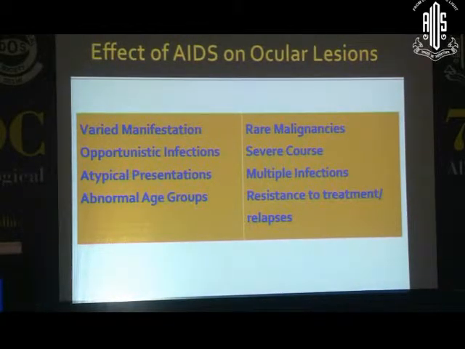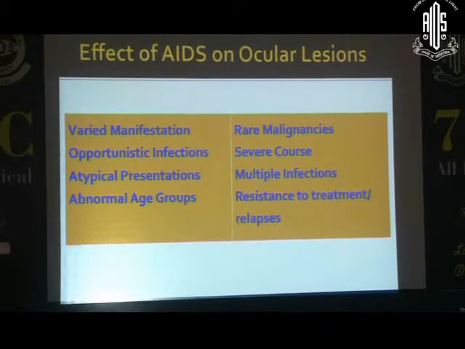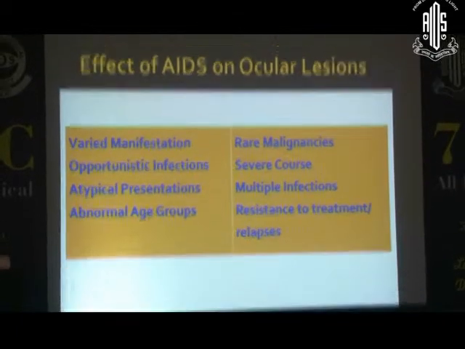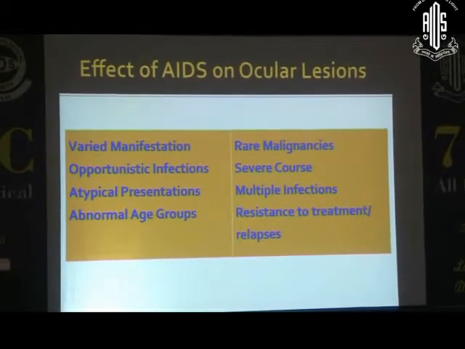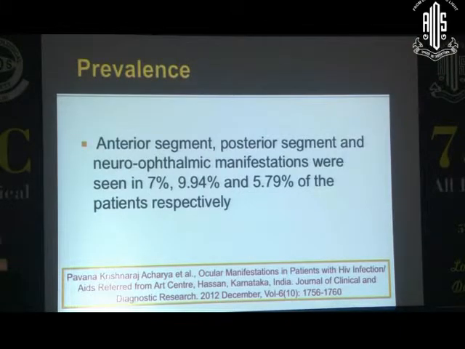Now, what is the effect of AIDS on ocular lesions, ocular pathologies? They can have varied manifestations. The patients are predisposed to opportunistic infections. There may be atypical presentations. There may be abnormal age groups. Something which is seen at the older age is presenting in much younger individuals and vice versa. Rare malignancy may come forth, for example, Kaposi sarcoma. The disease may have a very severe course rather than having a more subdued course in a normal patient. There may be multiple infections or polymicrobial infections, and more importantly also there may be resistance to treatment, or there may be frequent relapses, so we need to just keep a watch on these patients.